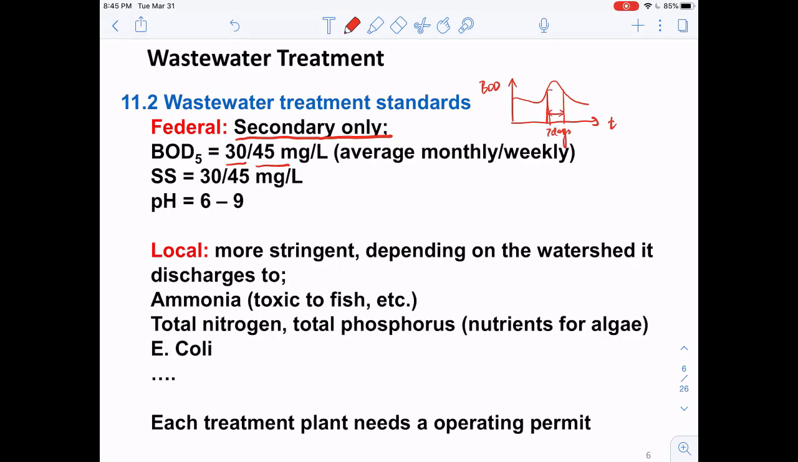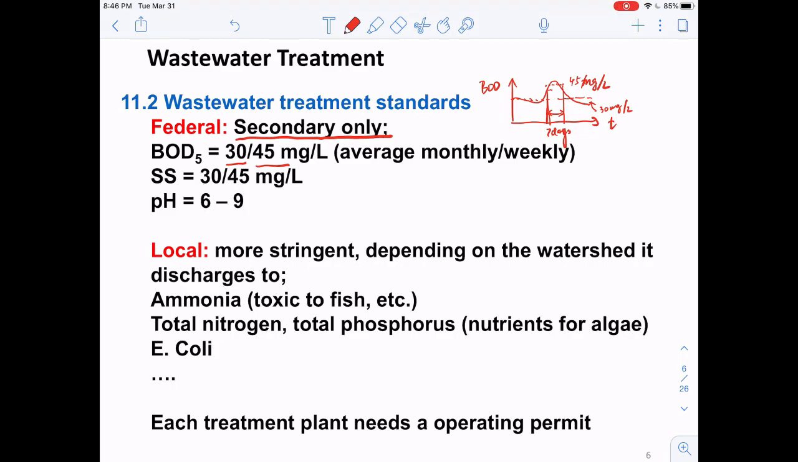As long as this average concentration, which is around here, is below 45 milligrams per liter, then we'll say that the water quality is good enough, because there are also lower concentrations over the rest of the month. If we look at the average concentration over the whole month, it might look like this. So this will also satisfy 30 milligrams per liter. That's why we set up different standards for different averaging times.